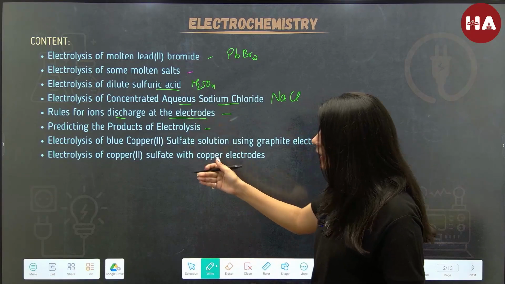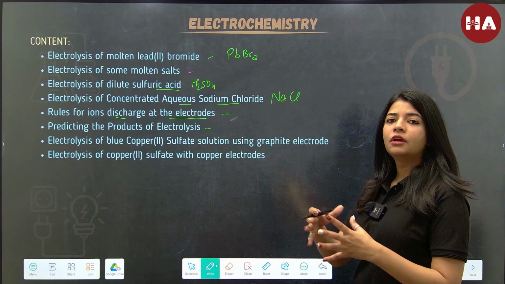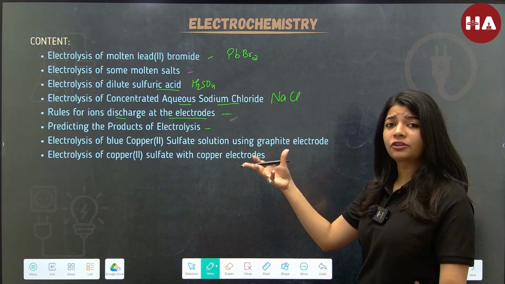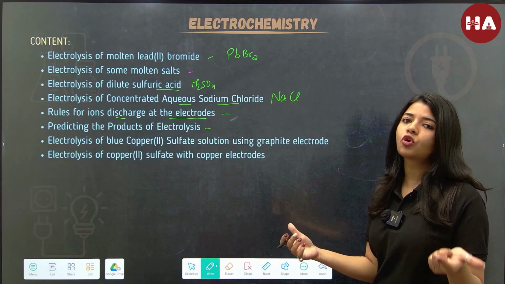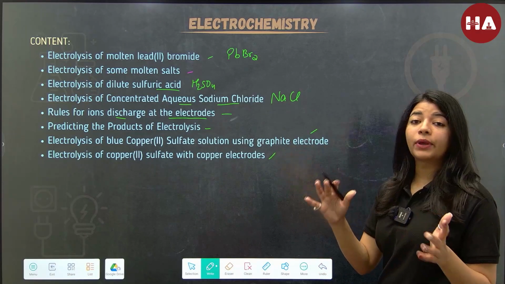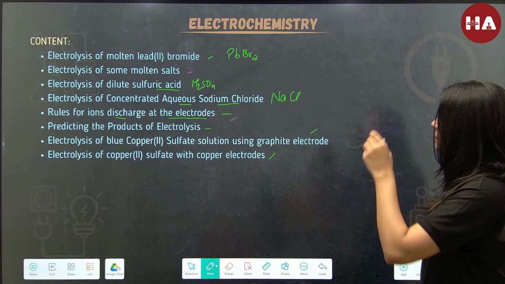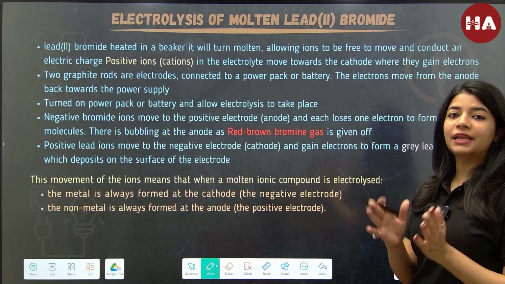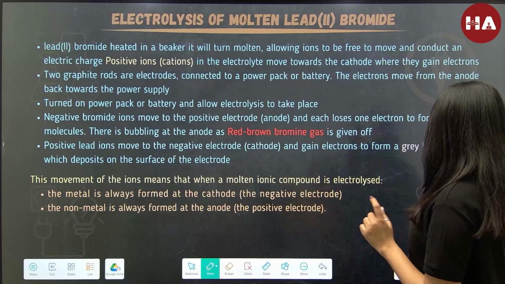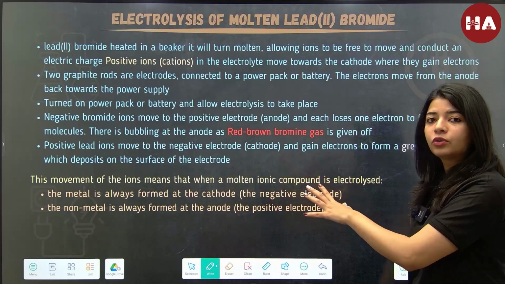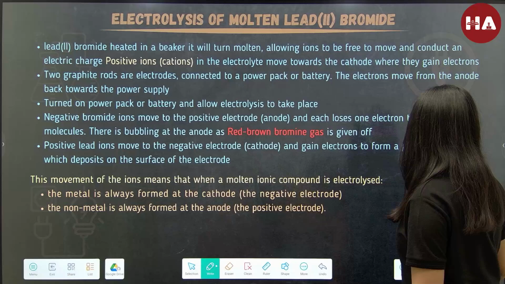Then by the end of the video, we will also study the electrolysis of copper sulfate when we use a graphite electrode and when we use a copper electrode. Okay, so let's get quickly started without wasting any more time. The first topic is electrolysis of molten lead bromide. Before we get into the theory part, let's first check out the diagram.